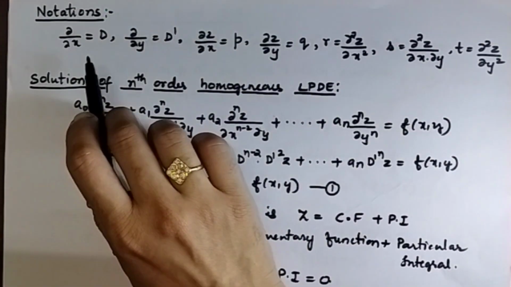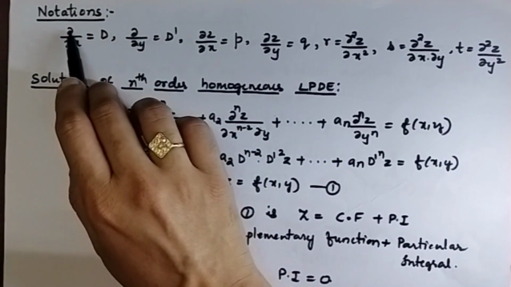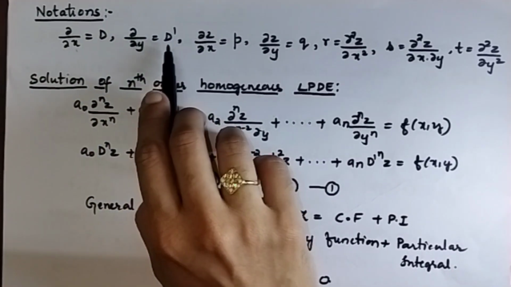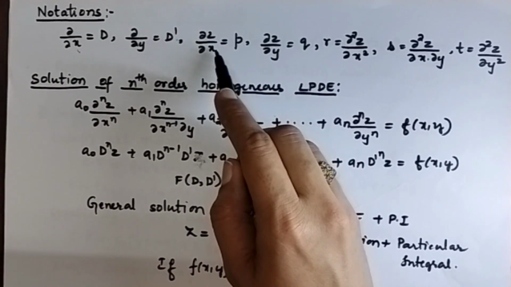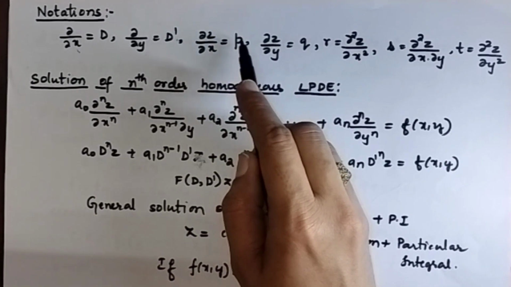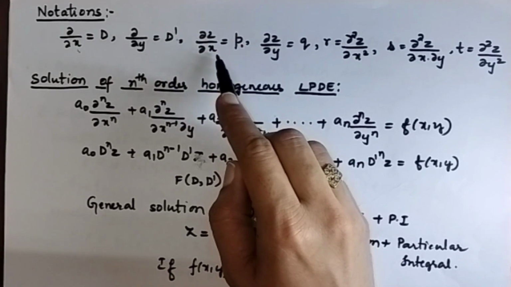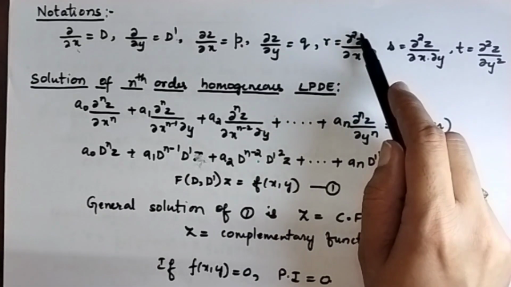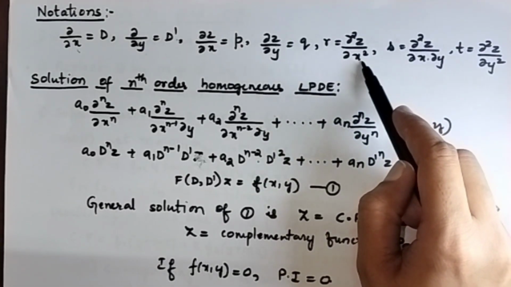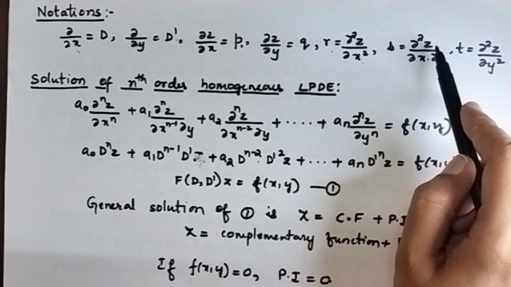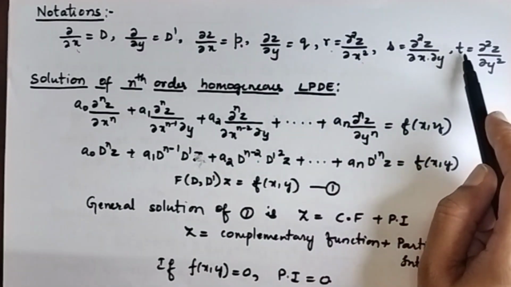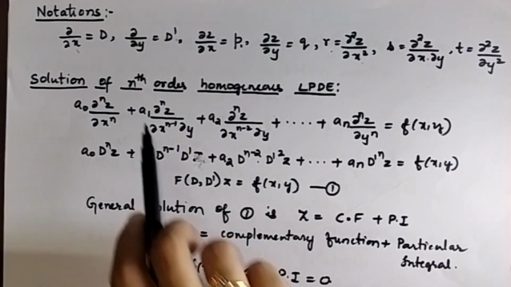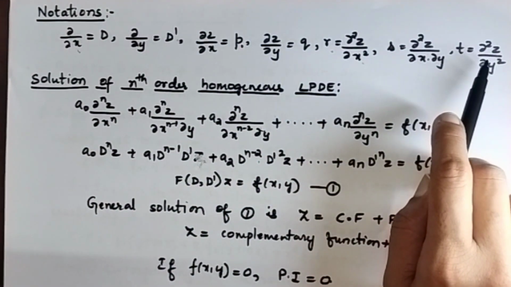The following notations I'll use throughout the video. Dou by dou x is represented as capital D, dou by dou y is represented as D dash, then dou z by dou x is written as p. This is the partial derivative of z with respect to x, and the partial derivative of z with respect to y is q. The second order partial derivative of z with respect to x is r. s is dou square z by dou x into dou y. t is dou square z by dou y square. Just to make our simplification easier, we are going with these notations.